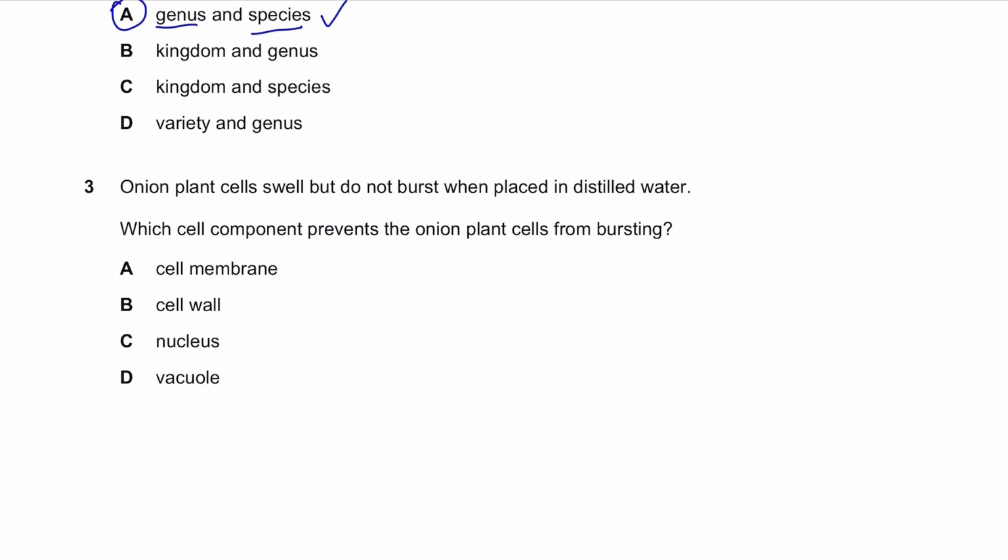Question 3. Onion plant cells swell but do not burst when placed in distilled water. Which cell component prevents the onion plant cells from bursting? Okay, cell membrane controls the movement in and out of the cell, so it's nope. Then cell wall, yeah, they're the ones that help you to keep the shape of the cell. Then nucleus, nope, they're just like the brain of the cell. They do not provide any physical support. Then vacuole, this is mainly for storage and where some chemical reactions occur, so no. The answer is cell wall.